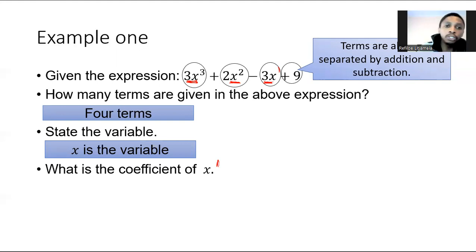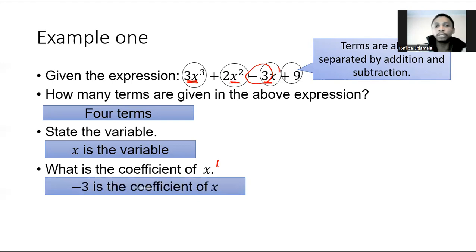Now, a coefficient is an integer that is multiplied by the variable, or it can be a variable as well. As long as it's not x, it becomes the coefficient of x. So it is an integer or any variable that is not x that is multiplied by x. In this case, we have an integer which is -3. That -3, we will call the coefficient of x.